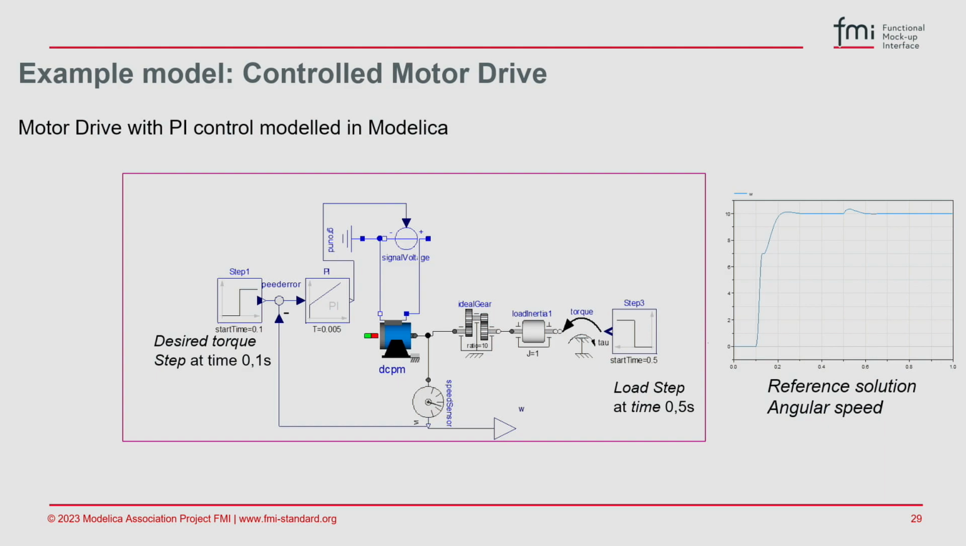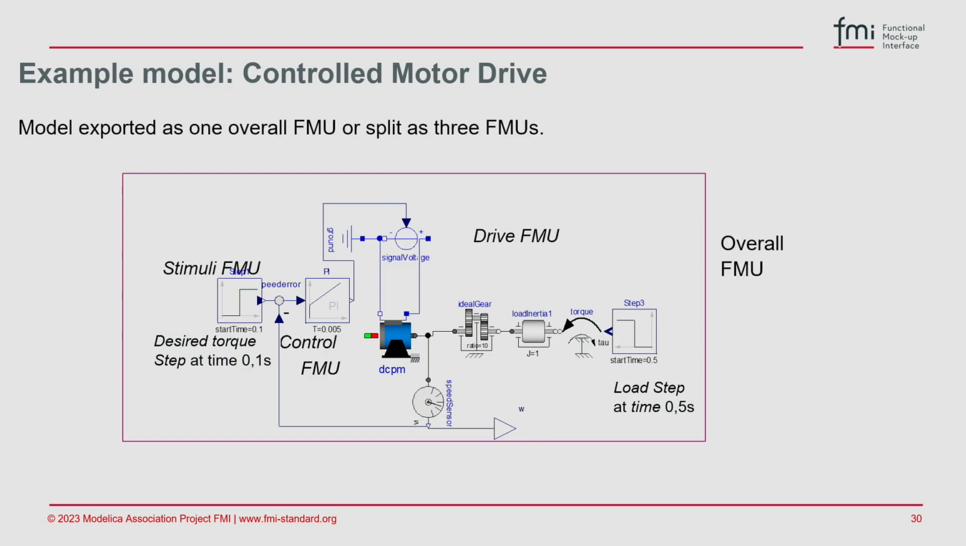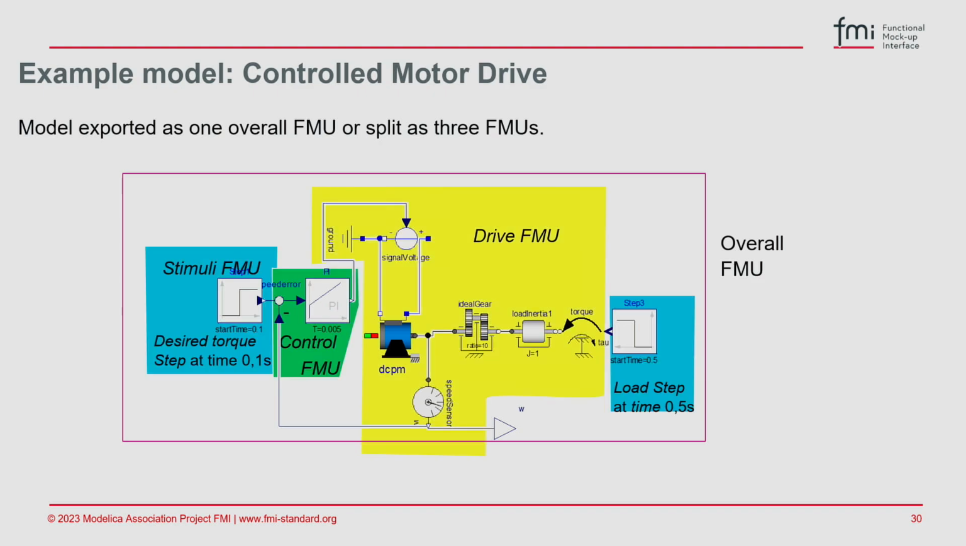We can now export this either as one FMU, or we can split it into 3 parts: this is the driveline, this is the PI controller, and these are the stimuli. You can export this as 3 FMUs, so that we have an example to couple multiple FMUs. Okay, do you have any questions?